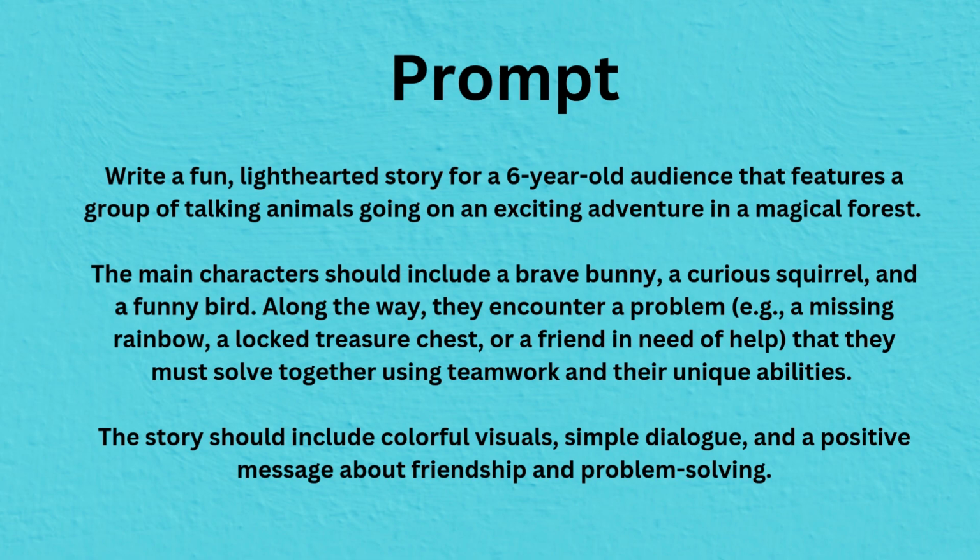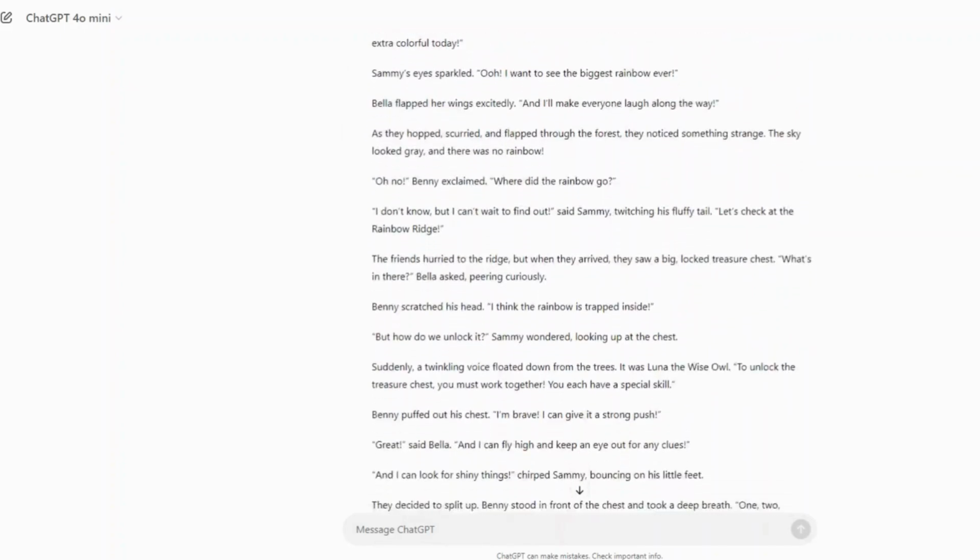Write a fun, lighthearted story for a 6-year-old audience that features a group of talking animals going on an exciting adventure in a magical forest. The main characters should include a brave bunny, a curious squirrel, and a funny bird. Along the way, they encounter a problem, for example, a missing rainbow, a locked treasure chest, or a friend in need of help that they must solve together using teamwork and their unique abilities. The story should include colorful visuals, simple dialogue, and a positive message about friendship and problem solving. ChatGPT will give us a fun, lighthearted story for us.